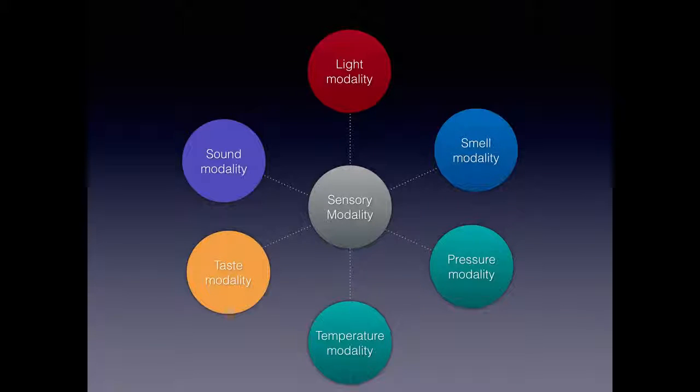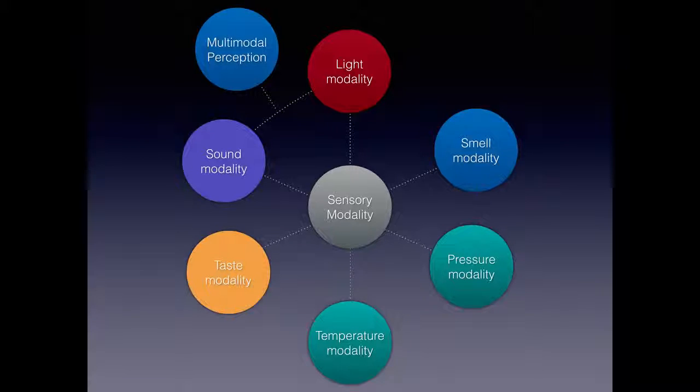So, sensory modality can be described as the light modality, how the eyes can see light, the smell modality, pressure modality, temperature modality, taste modality, and sound modality. If you have a mixture of light modality or other modalities combined, two or three, you can call it multimodal perception. So the sensory modality is the first thing, like a sensor that can take information from the outside to the brain.